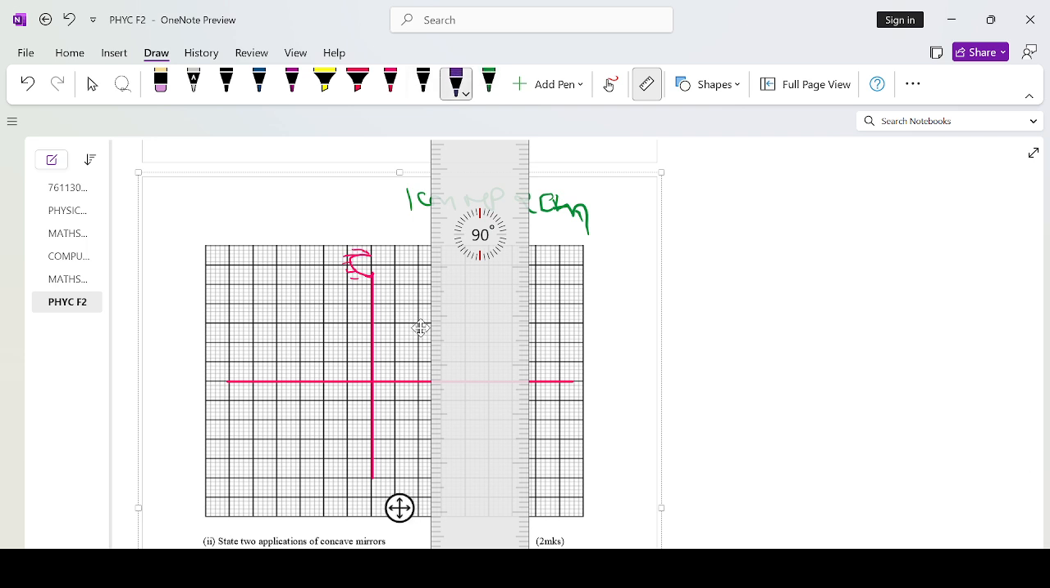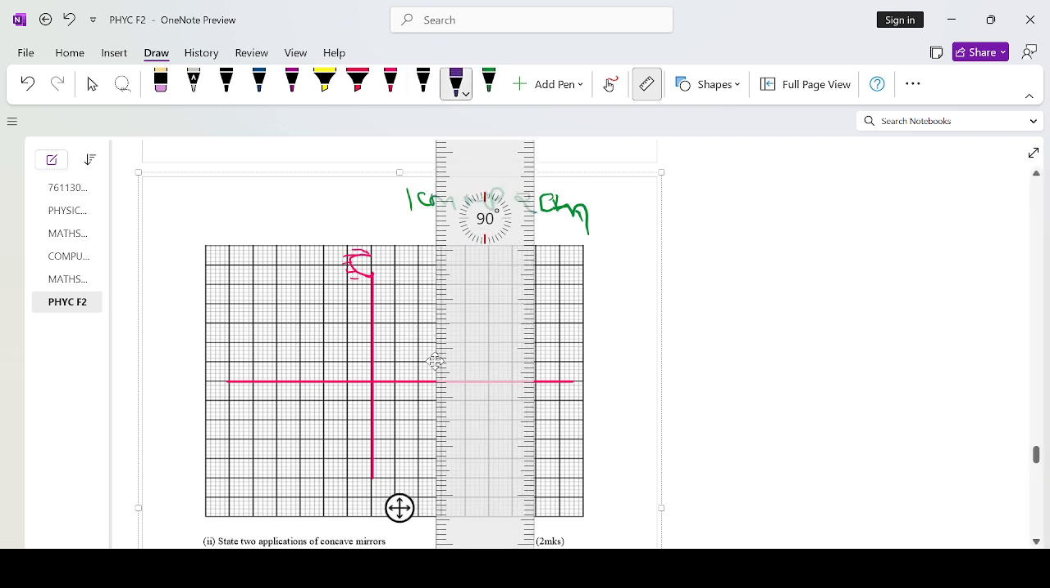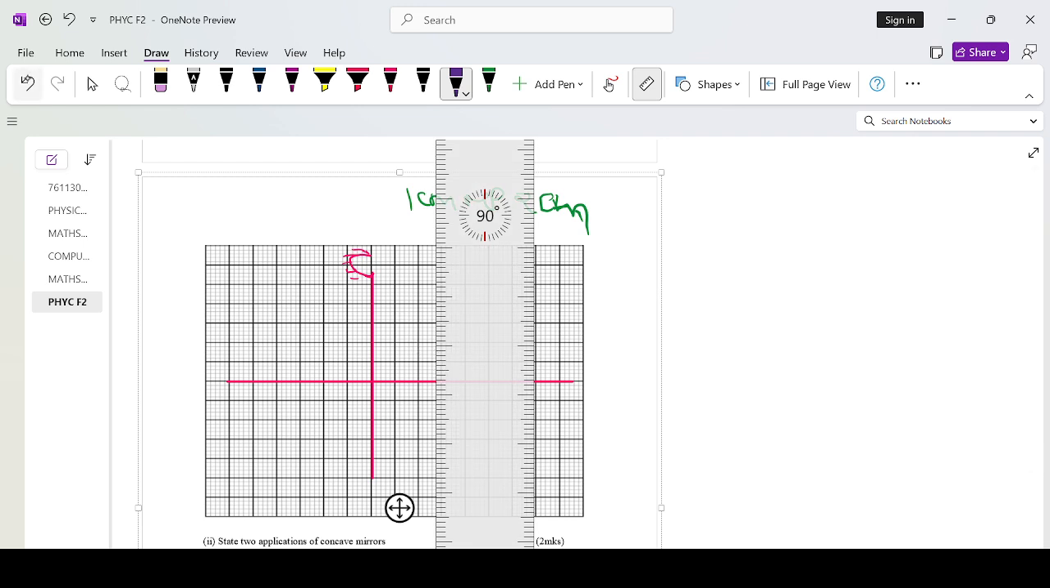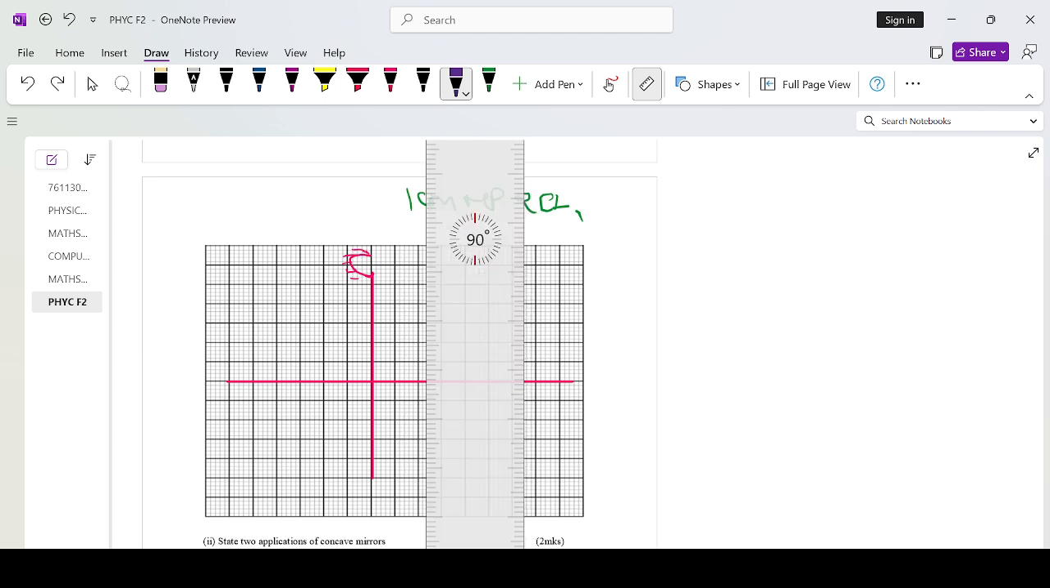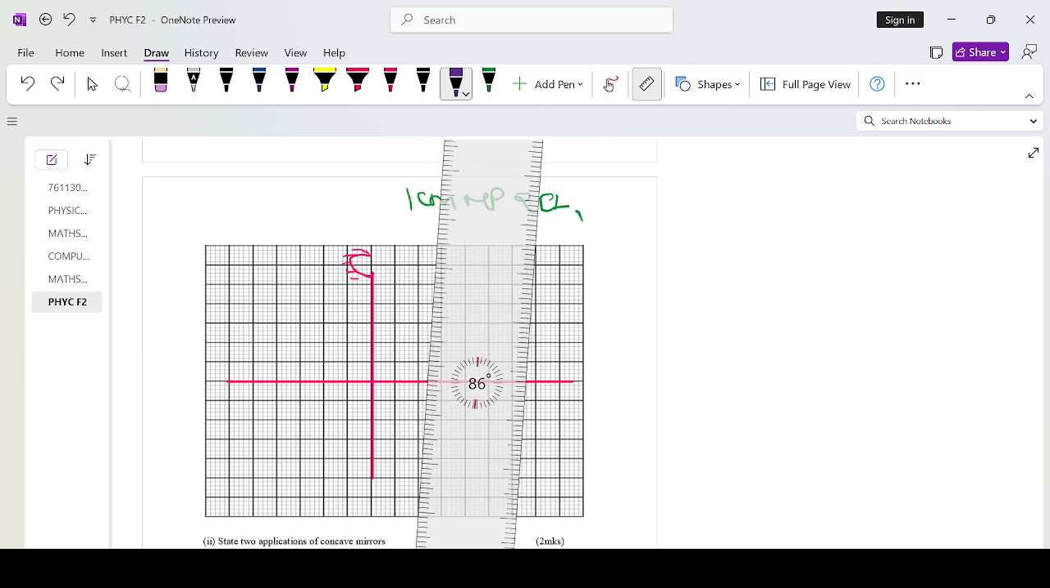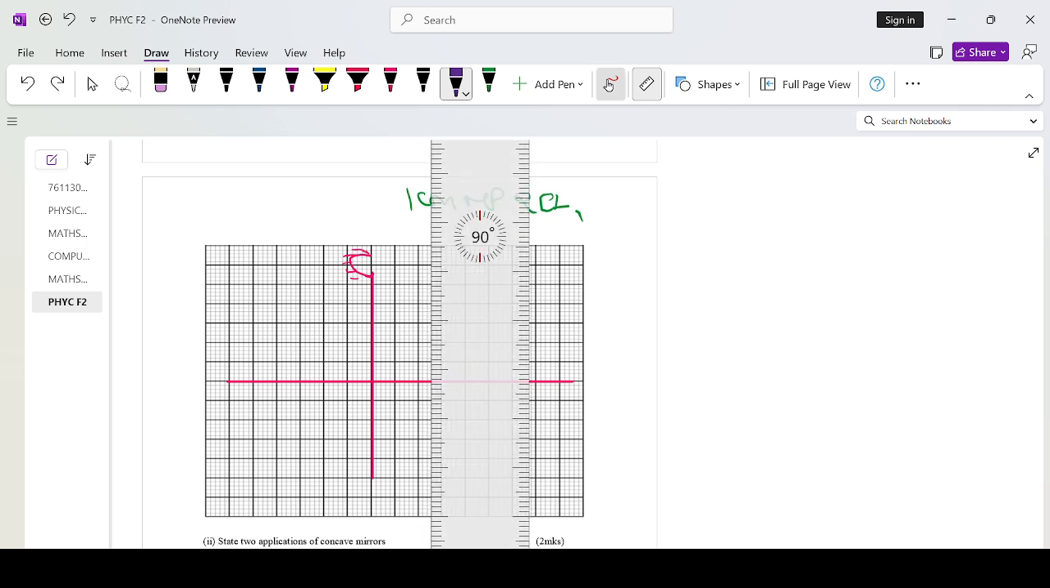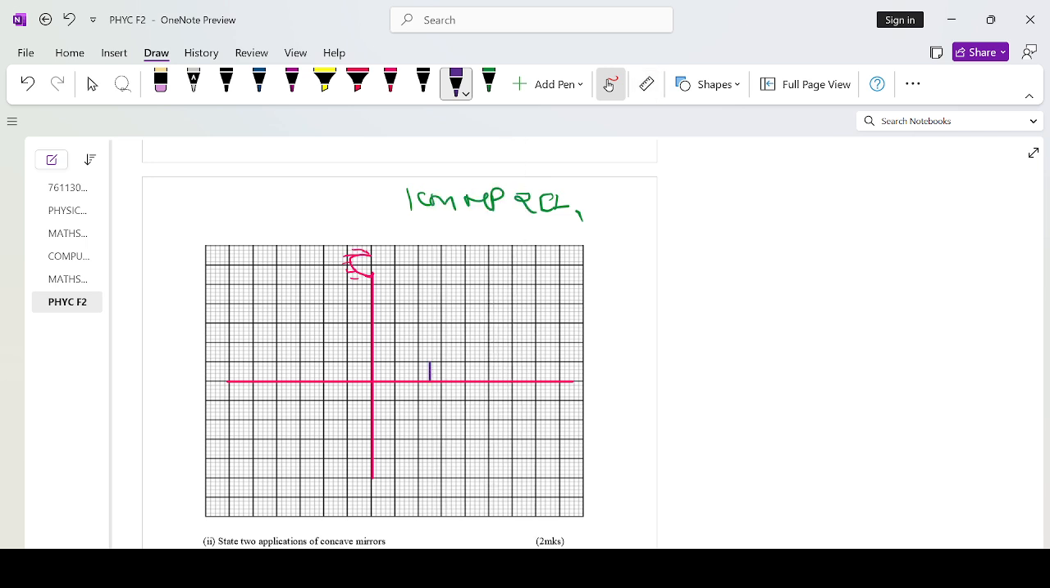Let me use a different ink. I don't know if this will be visible. Sorry. Let me just position this well. Just give me some time. Using this ruler is not a joke. I think now it's well positioned. Like that. That is now my image.